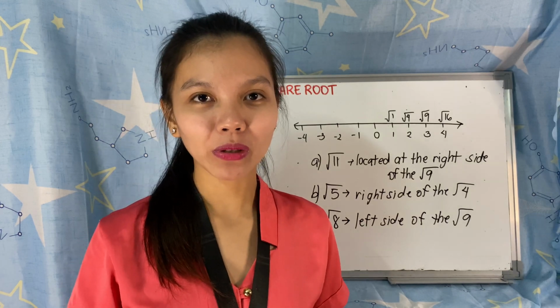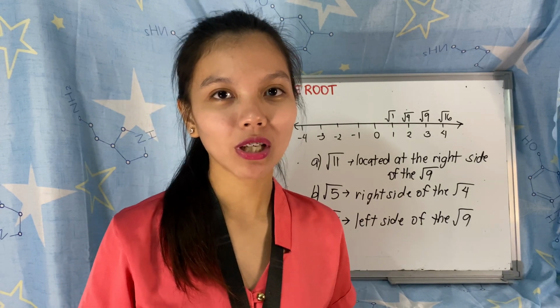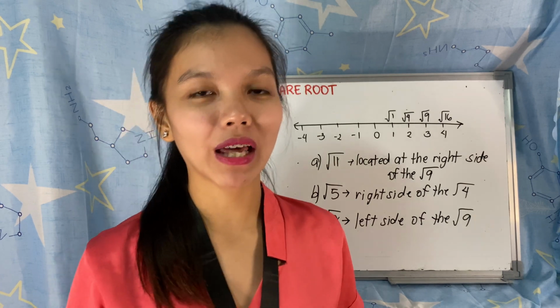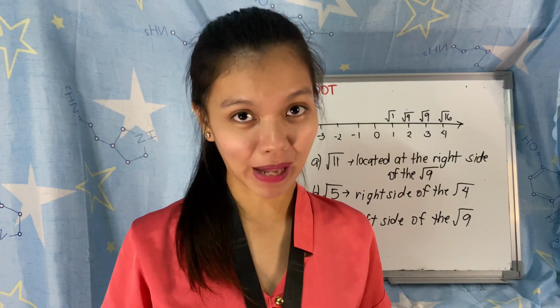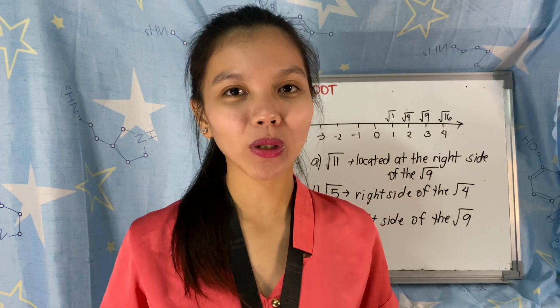Now, we are going to estimate the values or the roots of the square roots of the numbers that are not perfect square in their hundredths place. And then, we are going to locate its point or plot it in our number line. Okay, so we are going to estimate the square root of a number which is not a perfect square, and then locate or plot its point in our number line.